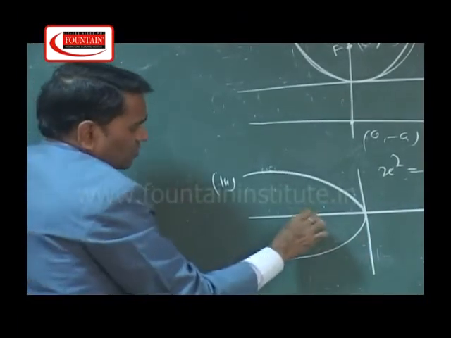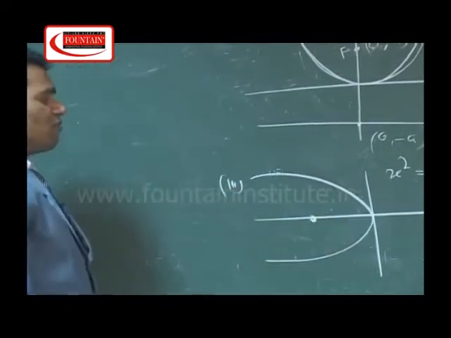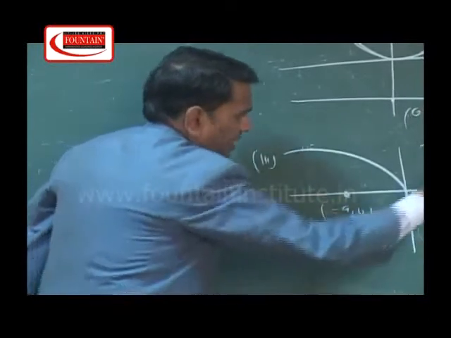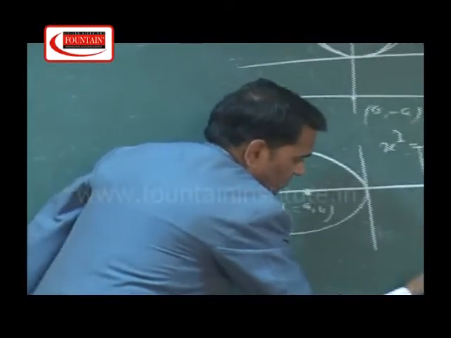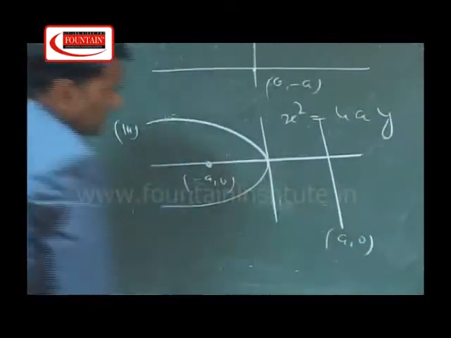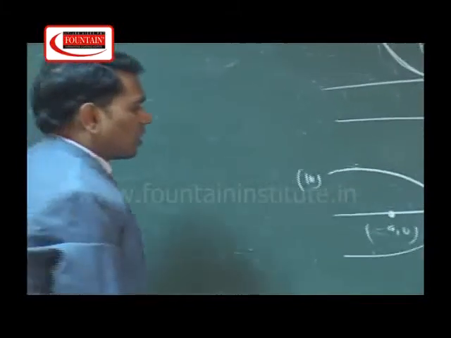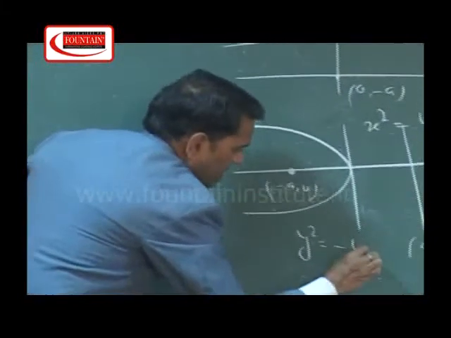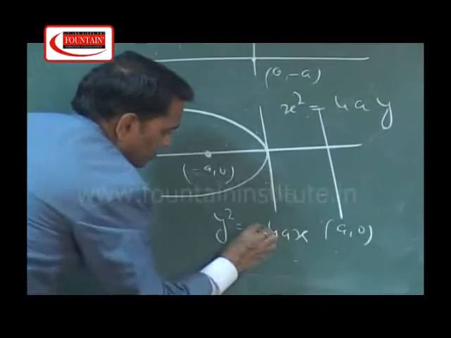negative x-axis, the coordinate of focus is minus a comma 0 and the directrix is a comma 0. In this case, the equation of the parabola will be y square equals minus 4ax.